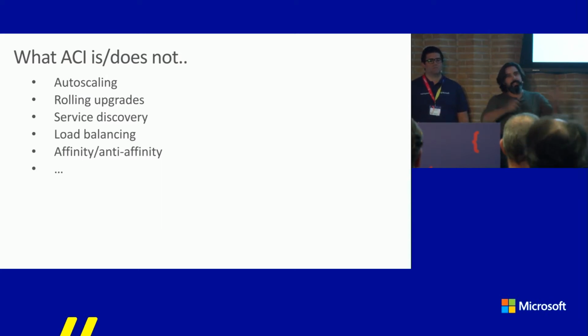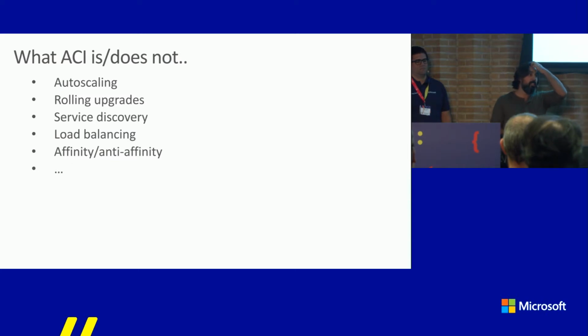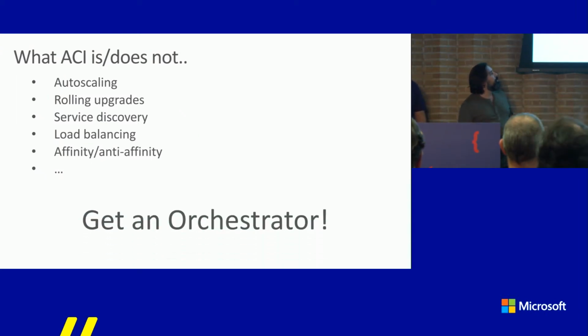It doesn't do upgrades. If you want to replace the image with a new version, you have to kill the container and run another one. It doesn't do service discovery. It doesn't have sophisticated DNS service discovery like Kubernetes, but that's on purpose, and it doesn't do complicated load balancing like ingress or whatnot. So if you need all this stuff, then you need an orchestrator, right? So what we're going to demonstrate soon is how you integrate ACI into an orchestrator.